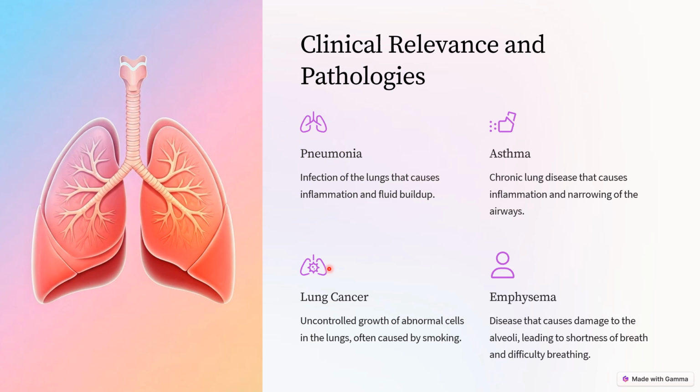Next, lung cancer. Uncontrolled growth of abnormal cells in the lungs, often caused by smoking. Due to prolonged smoking, we all know the lungs become darker, and abnormal cell growth happens, which leads to lung cancer. Emphysema. It is a disease that causes damage to the alveoli, leading to shortness of breath and difficulty breathing. Any pathology in the alveoli, where the gas exchange takes place, causes shortness of breath and difficulty in breathing.